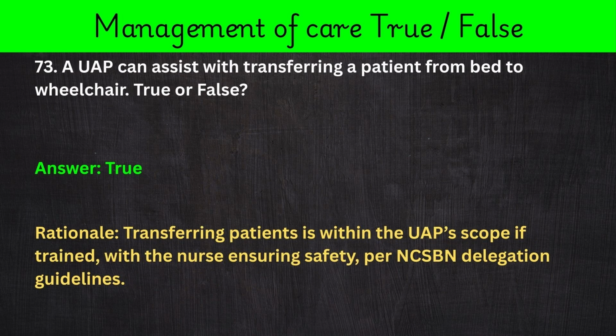73. A UAP can assist with transferring a patient from bed to wheelchair. True or false? Answer: true. Rationale: Transferring patients is within the UAP's scope if trained, with the nurse ensuring safety, per NCLEX-PN delegation guidelines.